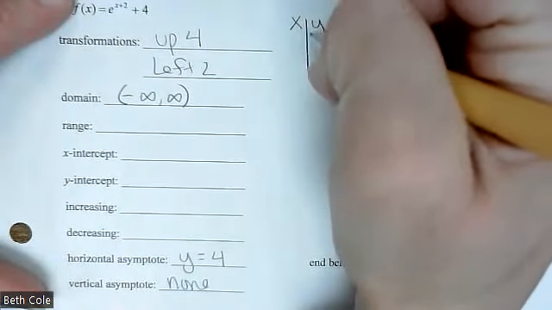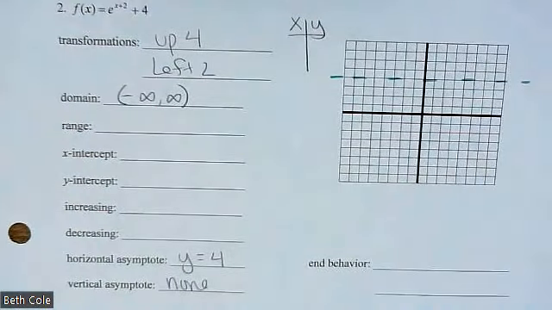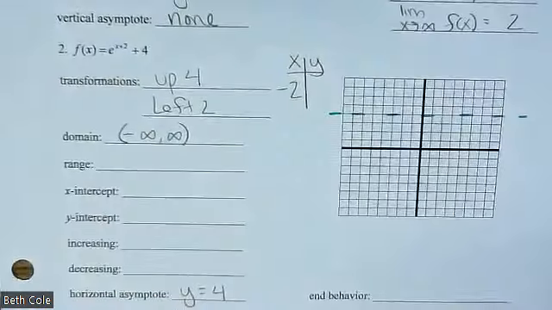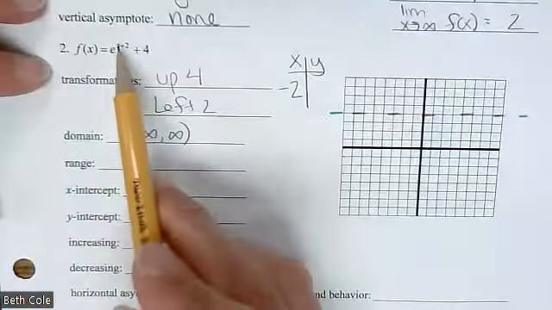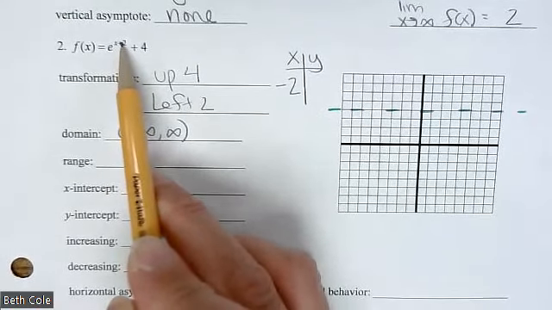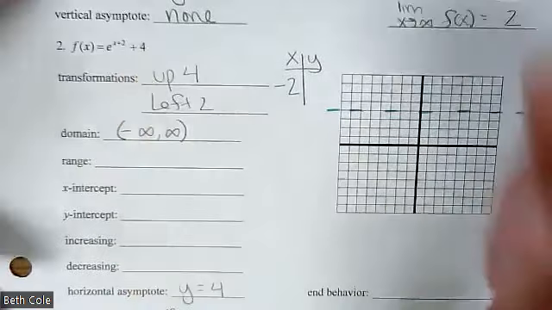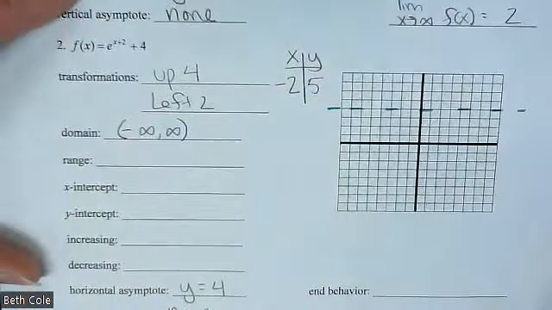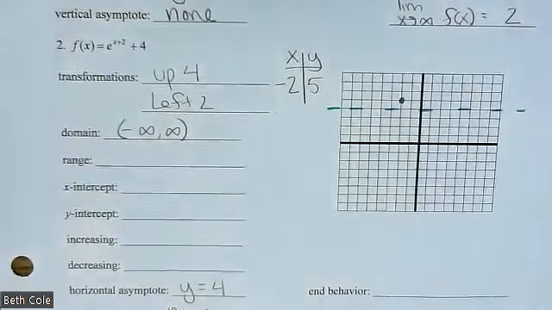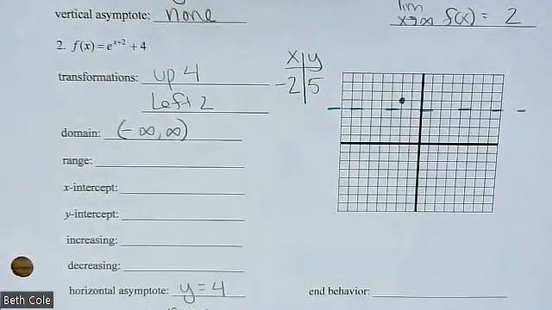Now there's only one point we can plug in that's going to work out nicely without a calculator. What do you guys think? Good. -2 is correct because -2 plus 2 is 0. E to the 0 is 1, and then 1 plus 4 is 5. So (-2, 5) is the only point that you get. And I get that then it's like, well, now what's going on?